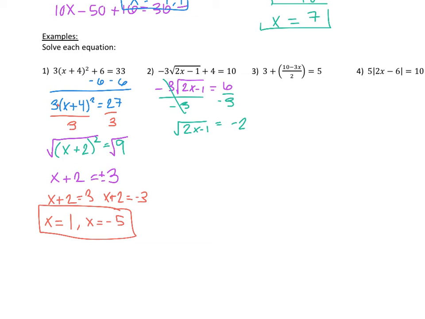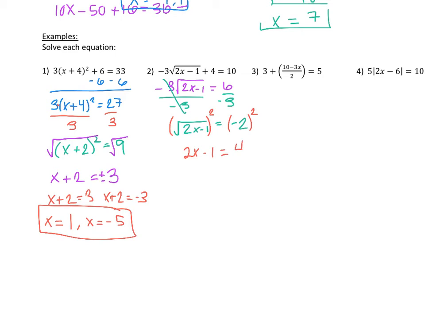All right, so now that I've got the square root by itself, I can undo the square root. And remember, undoing a square root would mean I have to square both sides. So when I square both sides, the square root of something squared just leaves you with whatever was inside of that square root. And -2 squared is +4.